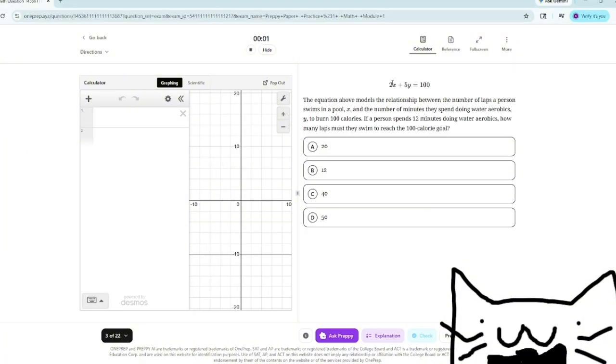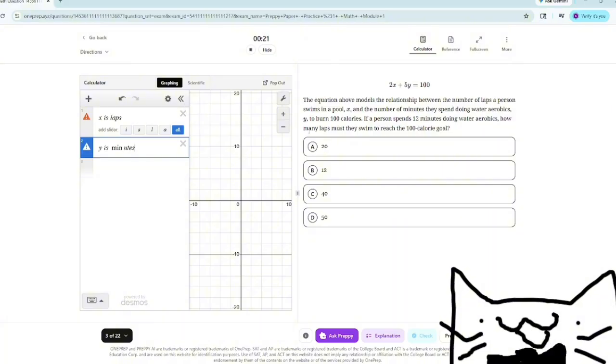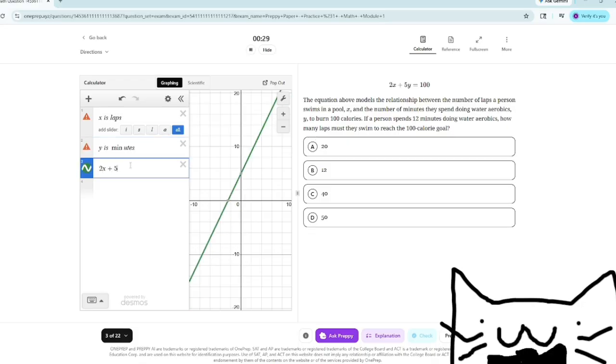All right, next one. The equation above. There's an equation between the number of laps a person swims. So x is laps. I'll just use this because I don't have a writing tool. X is laps and y is minutes. And then if a person spends 12 minutes doing water aerobics, how many laps must they swim to reach the 100-calorie goal? Now, we can put it in Desmos, right?